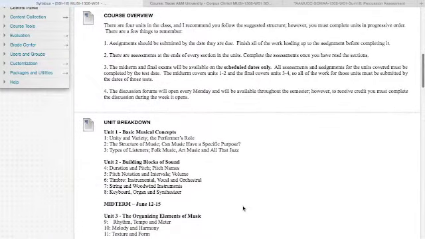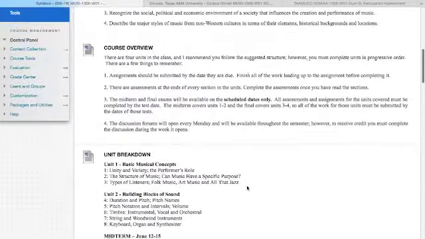Course overview. There are 4 units in the class, and I recommend you follow the suggested structure below. So this is the structure I'll show you. However, you must complete the units in progressive order. Do not do Unit 3 until you finish Units 1 and 2. Here's a few other things to know. Assignments should be submitted by the date they are due. Finish all the work leading up to the assignment before completing it.